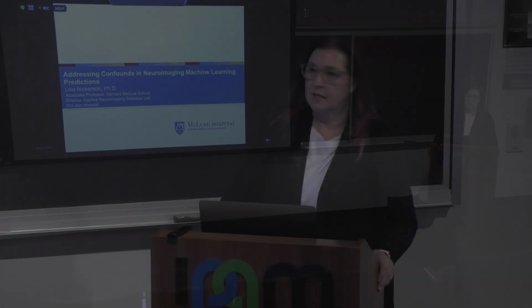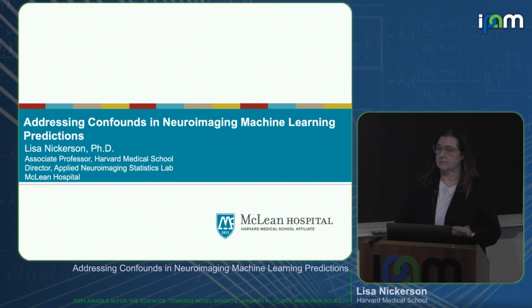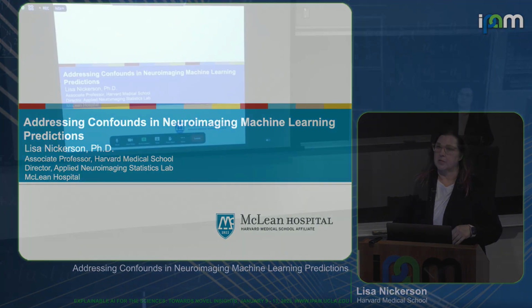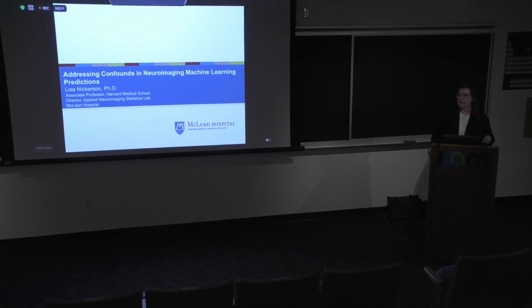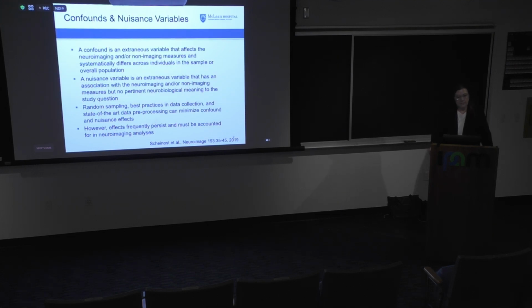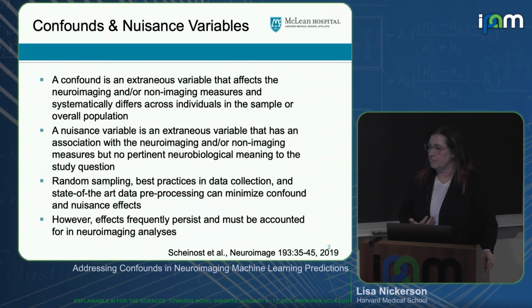Today I'm going to be talking about confounds in neuroimaging, focusing quite a lot on describing the different confounds that we typically encounter in neuroimaging studies and some of the more popular or common approaches for addressing those confounds. And then I'll end the talk with some exciting new machine learning techniques that are being developed to deal with confounds and nuisance variables.